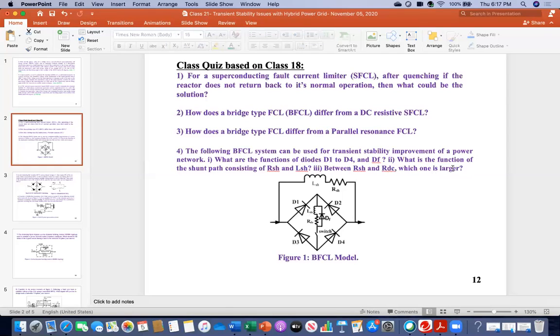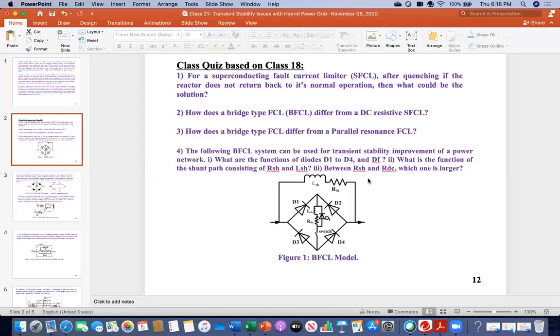And then what is the function of the shunt path consisting of RSH and LSH? What is it doing? Limit the current flow. Yes, right. So that is the main, actually, the current limiter. So it is limiting the current. And between RSH and RDC, which one is larger? Of course, RSH should be larger. Yes, right. So therefore, this one is really very, very negligible resistance, this one, in this path.